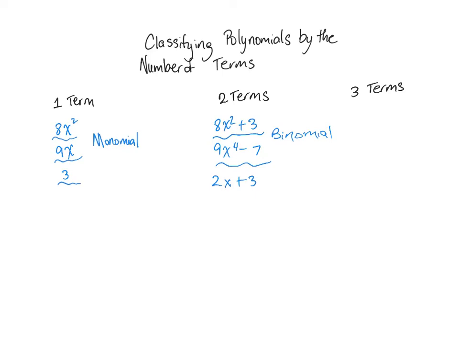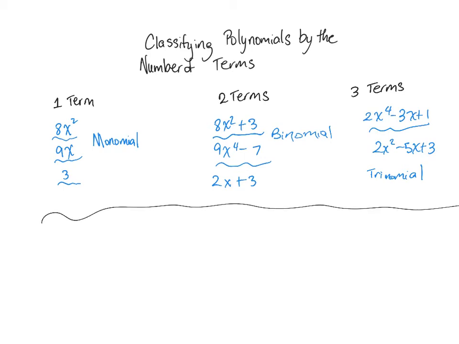So for example, if you have 2x to the 4th minus 3x plus 1, that's a trinomial because it has 3 terms. Or let's say 2x squared minus 5x plus 3, again, a trinomial because it has 3 terms. So let's put that over here underneath. Each of these are trinomials. So we have monomials, binomials, trinomials. We have other categories for more terms, but no one ever talks about those, so neither will I. All right, great. So that is just one way that we can classify our polynomials. Another way that our polynomials can be classified is by the degree.